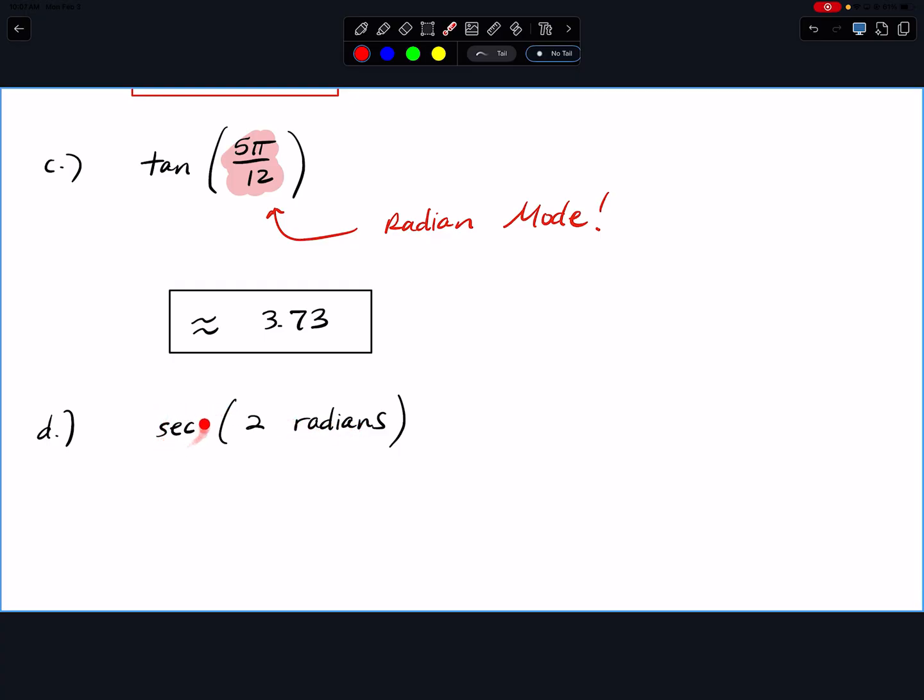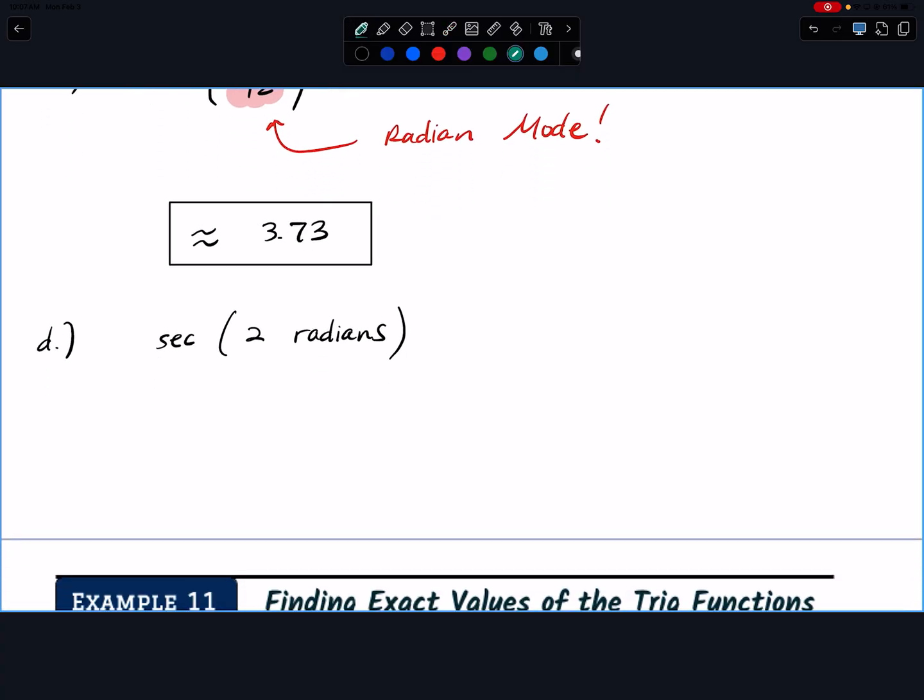So do I have a secant button on my calculator? But what do I have? Cosine. So this is the same thing as 1 over the cosine of just 2. And to 2 places. You guys get this? No? Oh, you know why? Guess what? Mine's in degree mode. Huh. 1 over the cosine of 2.